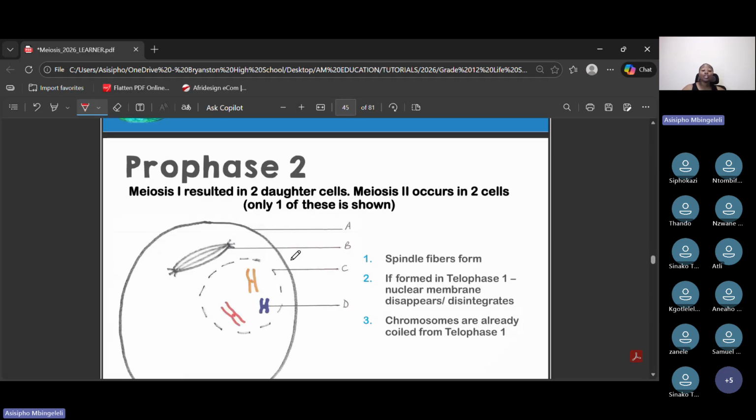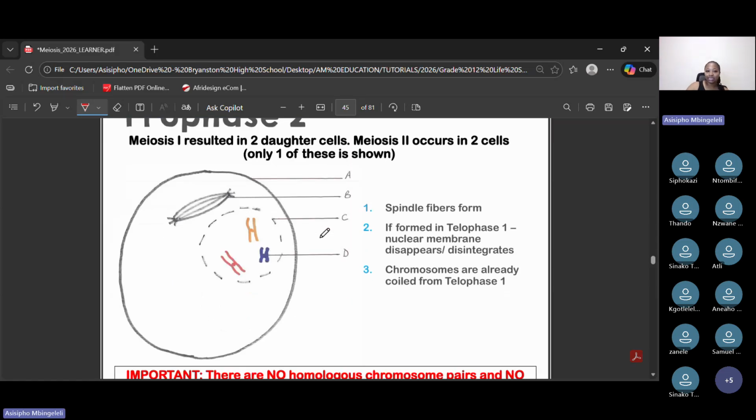Prophase 2. Those 2 cells that we formed in telophase 1 are now continuing with meiotic division 2. I hope we can see the difference. How many chromosomes do we have here? 3 chromosomes. Are they in pairs? No, they are not in pairs. The same thing will happen in terms of the centrioles moving to opposite poles to form the spindle fibers. Now we can see the chromosomes. These are the same chromosomes that we saw in telophase 1.